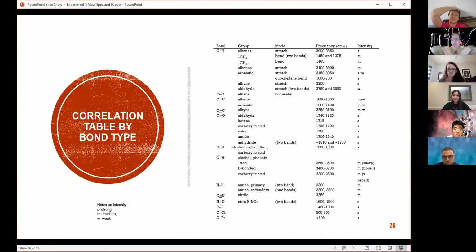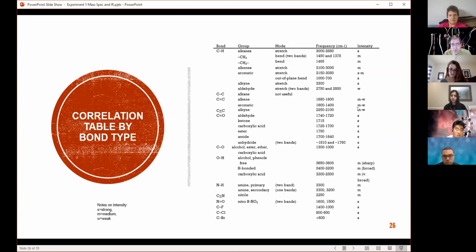They said, you know what, if we look at all the molecules in the world, well, all the ones we studied, on average, we find that CH bonds, if it's an alkane, show up around 3,000 to 2,800. If it is a bend, if it's a CH3, it's around here. If it's a CH2, it bends around here. A CO, all right? If it is an alcohol, an ester, an ether, or carboxylic acid, you're going to see it right around here. But if you have an alcohol, you get this really broad peak.